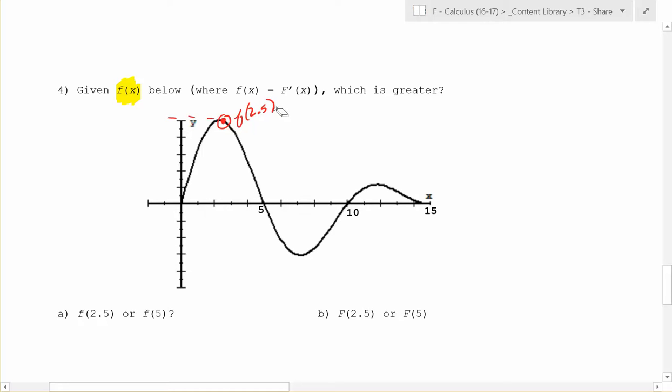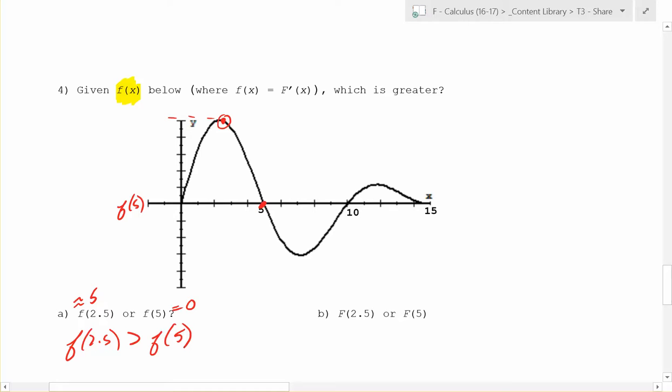Do you agree? Where's f of 5? What does it look like f of 5 is? Yeah, it looks like f of 5 is 0. It looks like this is 0, and this is about 1, 2, 3. This one looks like it's about 5, right? So which one's bigger? f of 2.5 seems to be greater than f of 5.